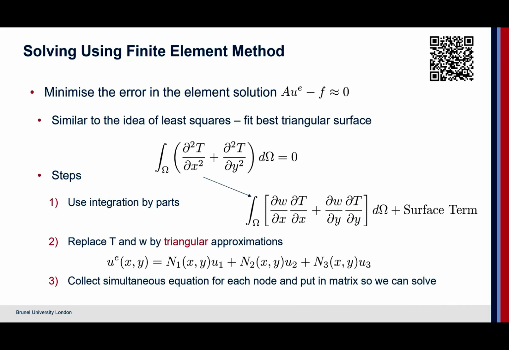Okay, so now the idea is we're going to go through exactly the same process. So the steps are exactly the same. Firstly, we use integration by parts to re-express our equation as first order terms. We then replace the t and omega terms by triangular approximations. So this is the key difference here, is that we're no longer using the linear approximation with just n1 and n2, but using the extra term with n3. And then we collect together the simultaneous equations, put them in a giant matrix, solve them as a series of differential equations.